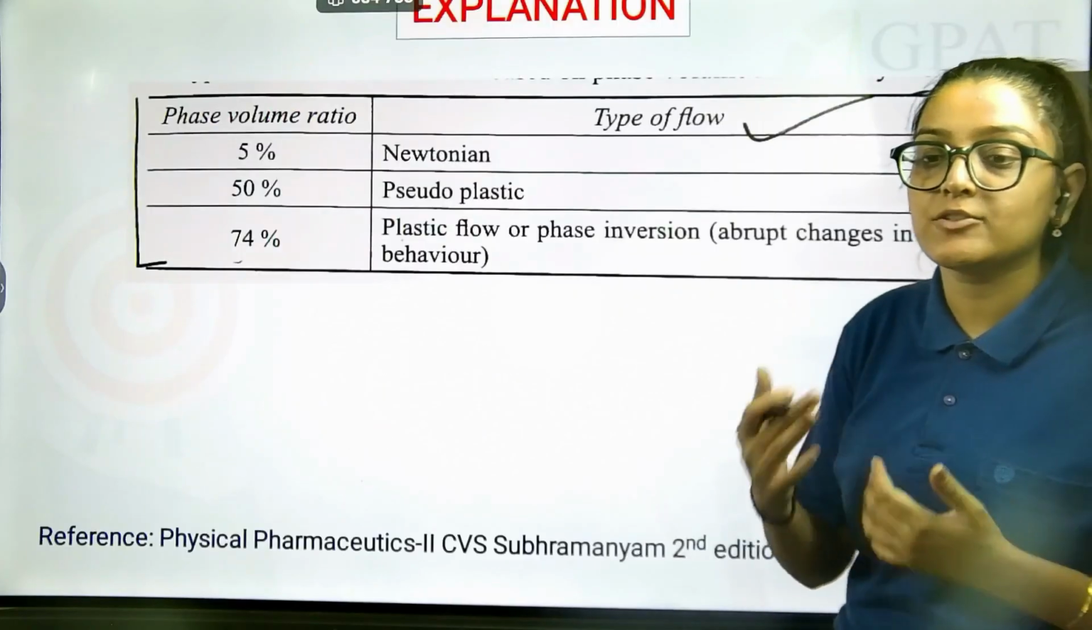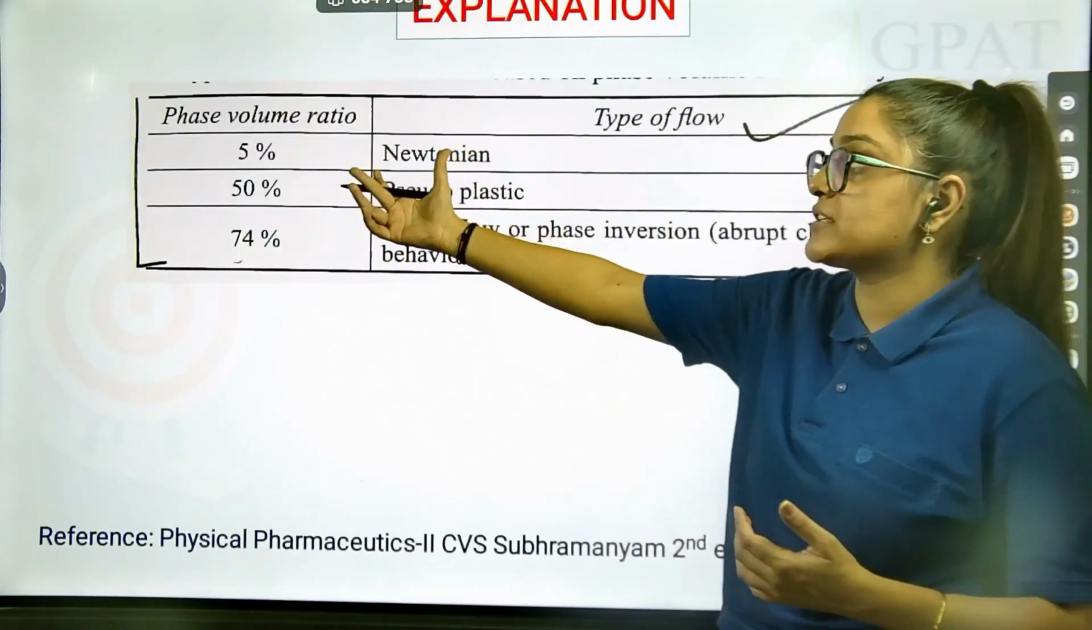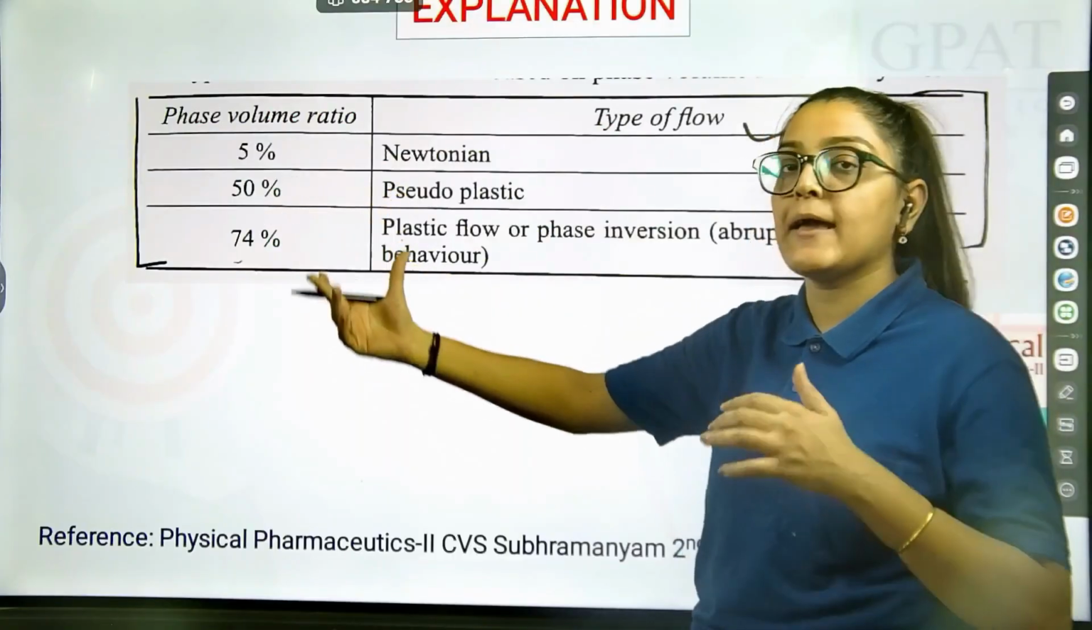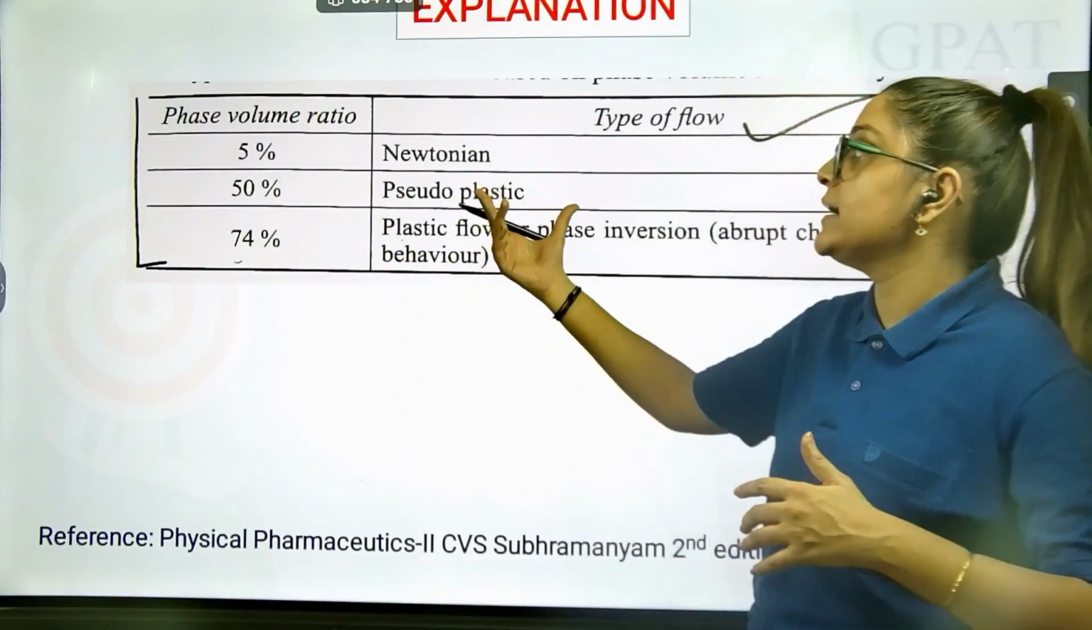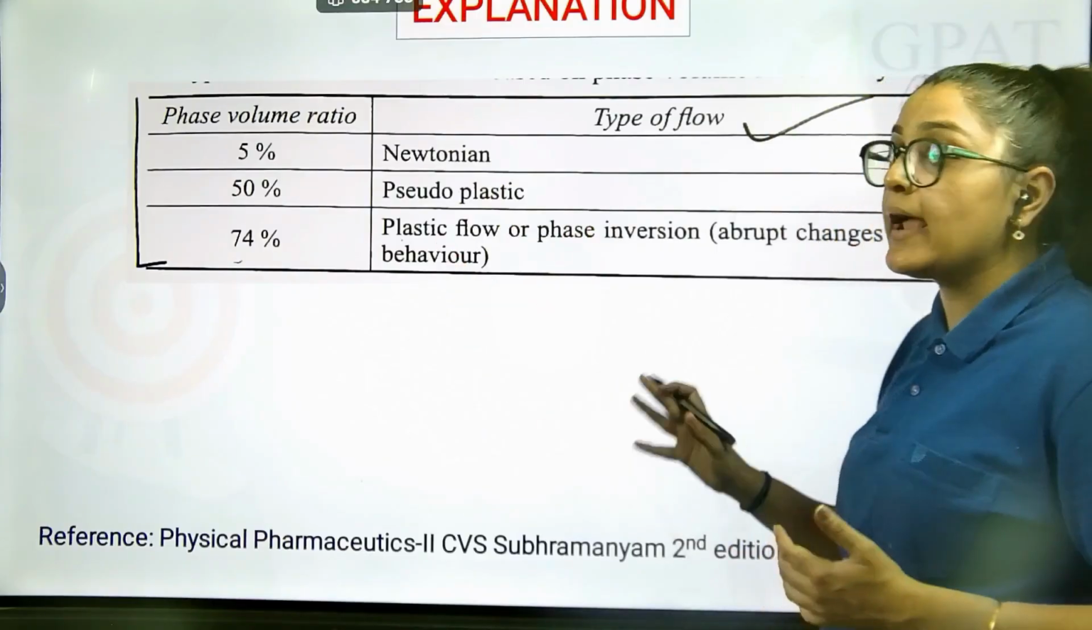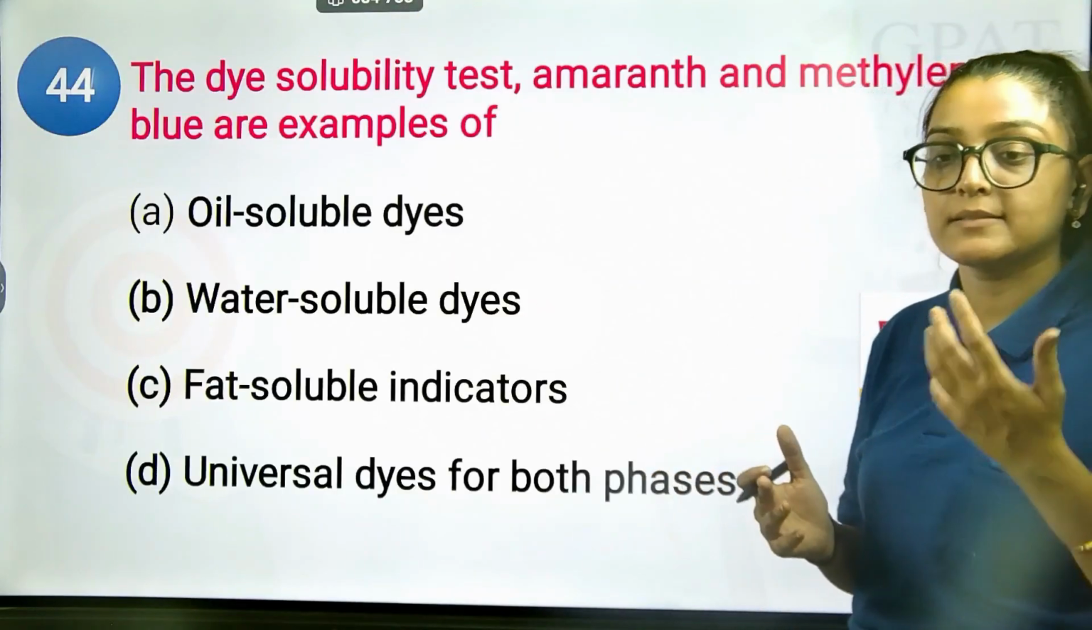Now that leads to its consistency because of the phase volume ratio. 5% would be offering the Newtonian. It would be a little higher, but still on the medium side. It will be pseudoplastic, which is a shear thinning system, and 74, which is the higher side, higher viscosity plastic system.